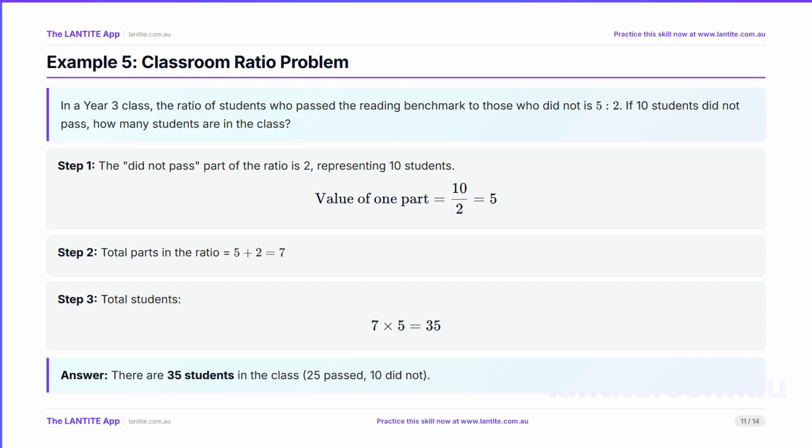Here is a classroom example. The ratio of students who passed to those who did not is 5:2. 10 students did not pass. The did not pass part of the ratio is 2, and this represents 10 students. So one part equals 10 divided by 2, which is 5 students per part. The total ratio parts are 5 plus 2, which is 7. 7 times 5 gives us 35 students in total. We can check. 25 passed and 10 did not, which is the ratio 5:2. Correct.